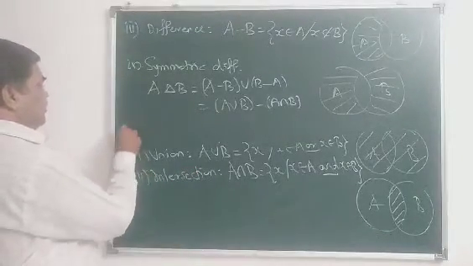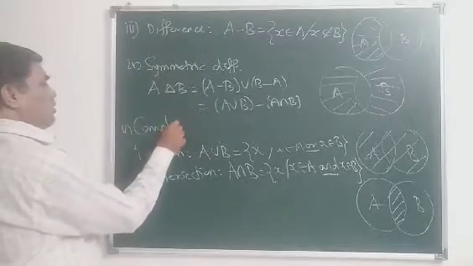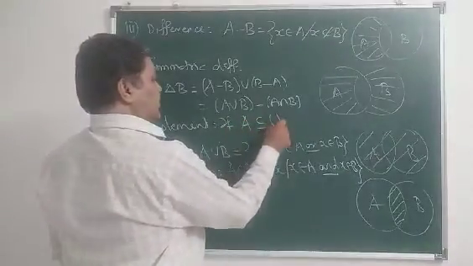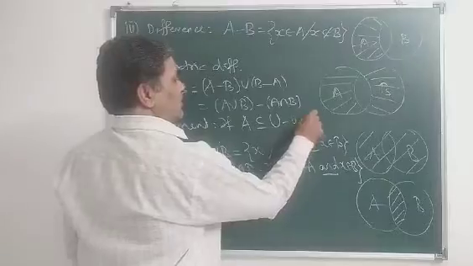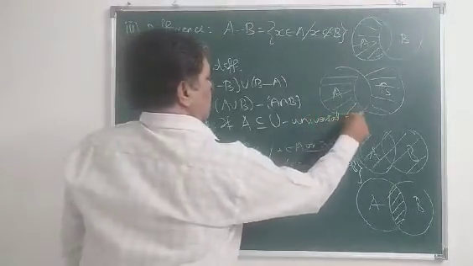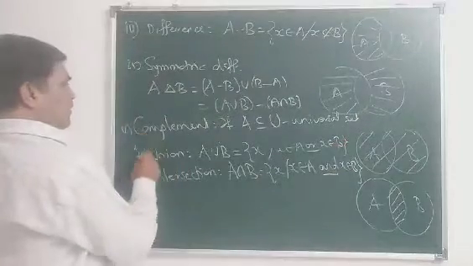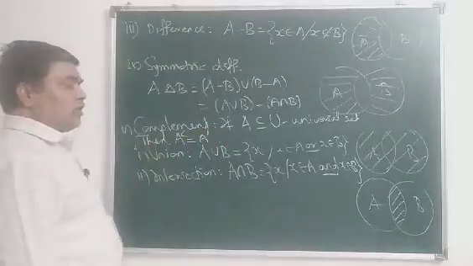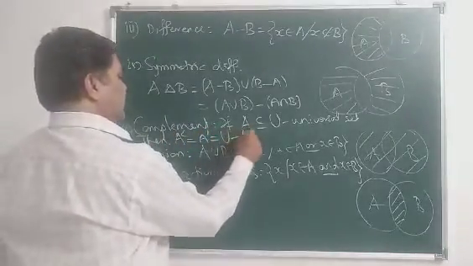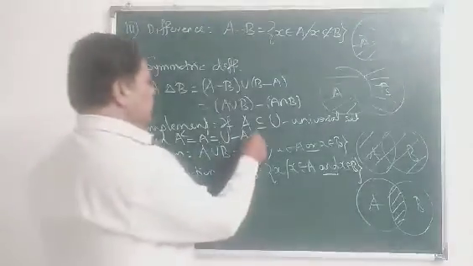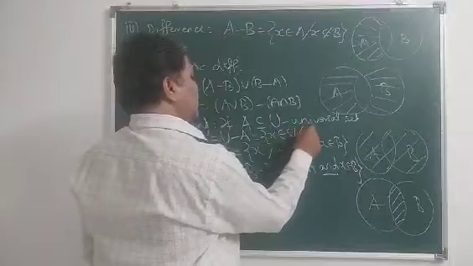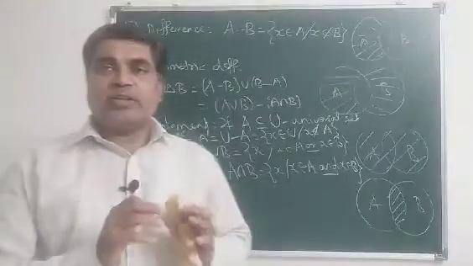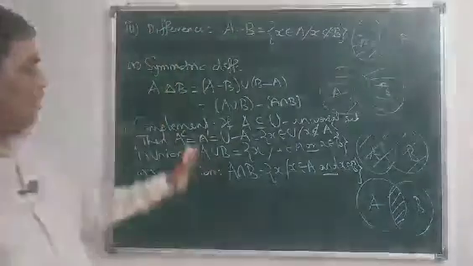Then the complement operation. If A is a subset of the universal set U, then the complement of A is denoted by A to the power C or A dash, and it is nothing but U minus A. It is the set of those x belonging to U such that x doesn't belong to A. The set of all those elements from U which are not members of A is called the complement of A.